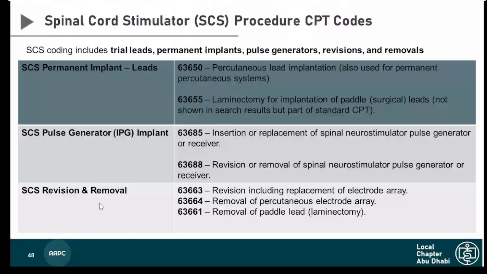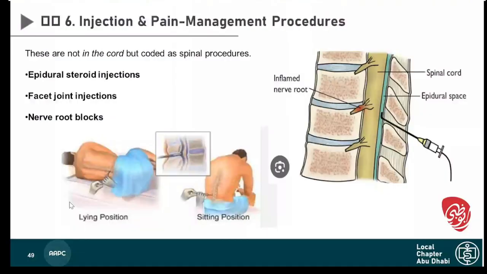Okay, then comes injection and pain management procedures. This is the most common procedure that we can encounter. These are mainly injection and pain management procedures. They are not in their own code section but are coded as spinal procedures. Actually, these are epidural steroid injection procedures. We can categorize into epidural steroid injection, facet joint injection, and nerve root blocks.